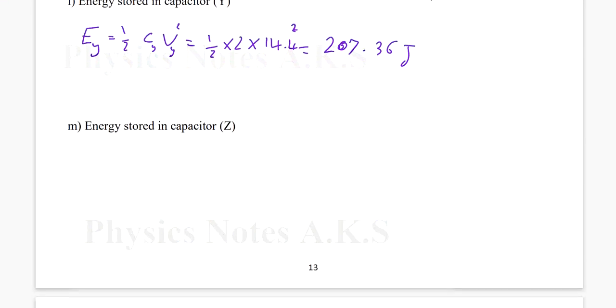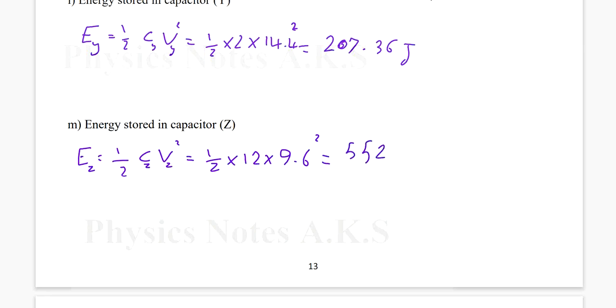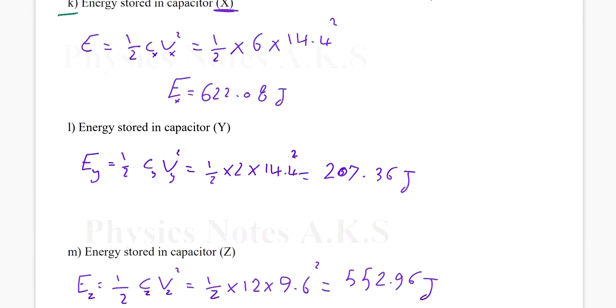Okay? Now, energy stored in capacitor Z. They need the energy in Z. I will use the same thing, CV squared. It's the C of Z, V of Z, which equals half multiplied by 12. Sorry, this is 12. Multiplied by, how much was the voltage in Z? It was 9.6 squared. Okay, and the answer will be 552.96 joules. Oh God, alhamdulillah, that's the last one.